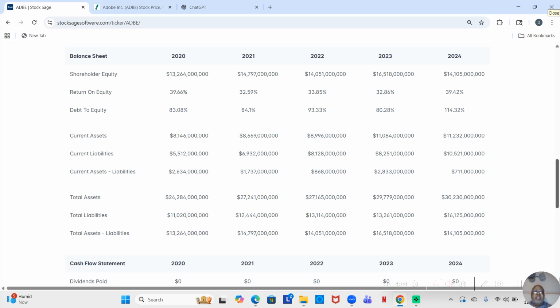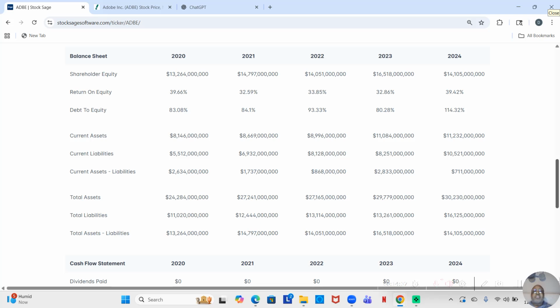In 2020, 39.66. 2021, 32.59. 2022, 33.85. 2023, 32.86. And 2024, 39.42. So the return on equity is good.